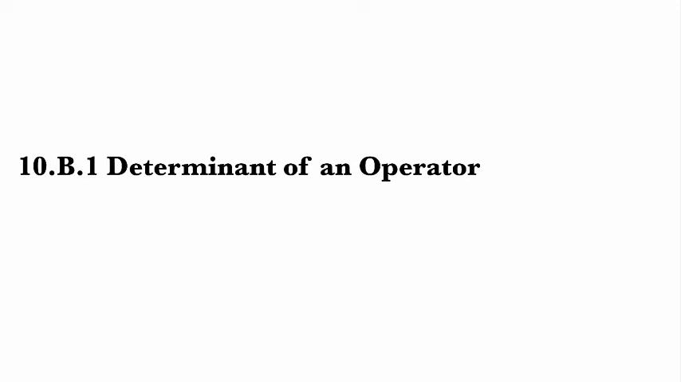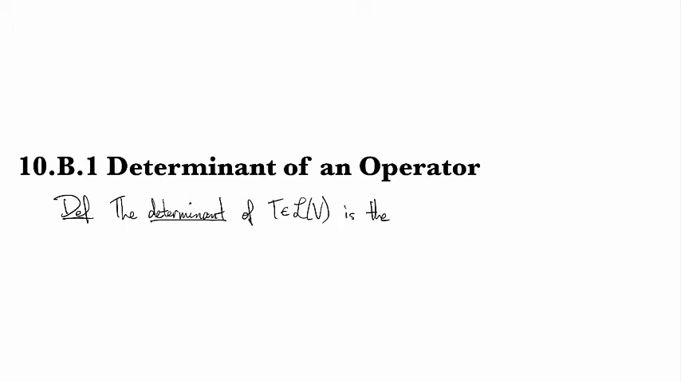So now we have the determinant of an operator. So we'll define determinant for operator first, and then go back and define a determinant for a matrix, and then we'll see why these are the same. So the determinant of an operator T on a vector space V is just the product of all the eigenvalues.